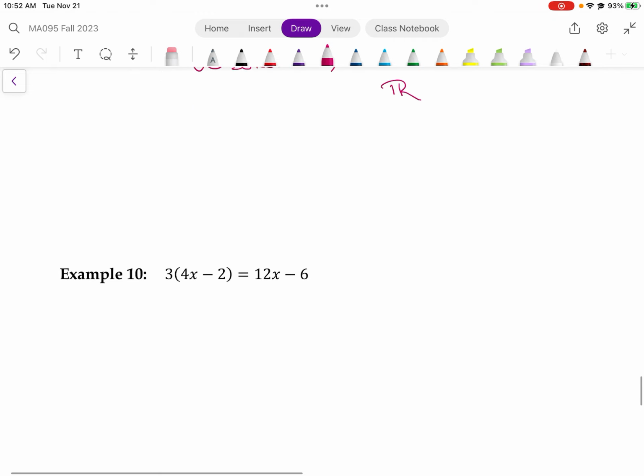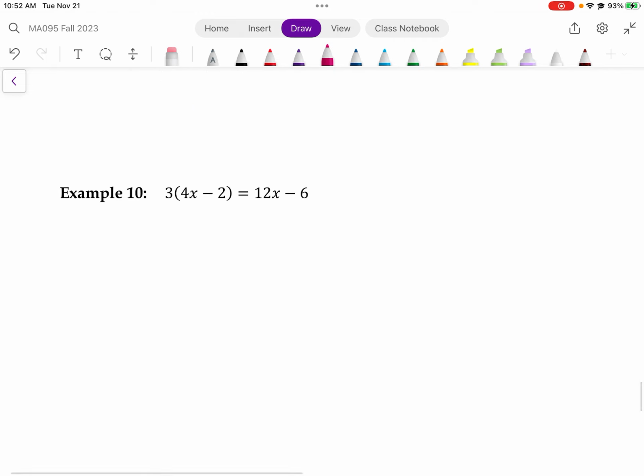All right, one more of these. Give it a try. All right, if I distribute this, I get 12x minus 6 equals 12x minus 6, and you'll see that all real numbers make this true.